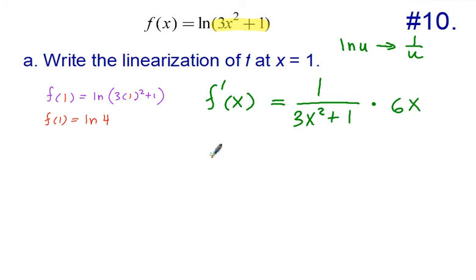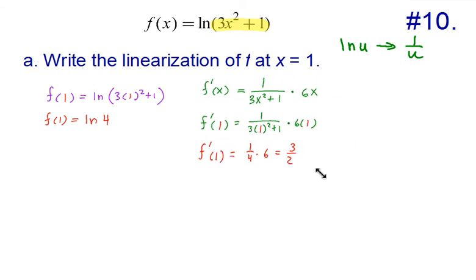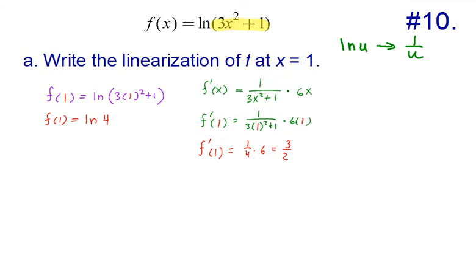Okay, next we just need to plug in 1 for x. So when we replace x with 1, we get this expression here, which gives a fourth times 6, or 6/4, which is 3/2. Okay, so now we've collected the information that we need to write the linearization of f of x when x is 1.